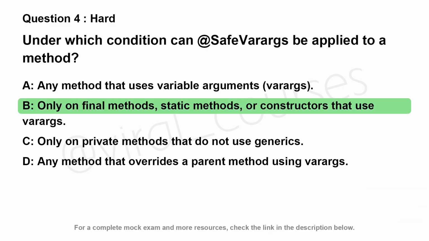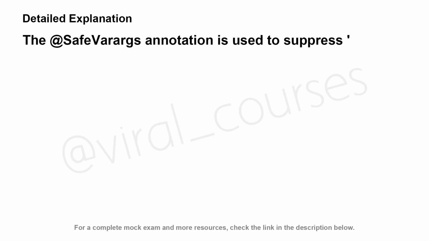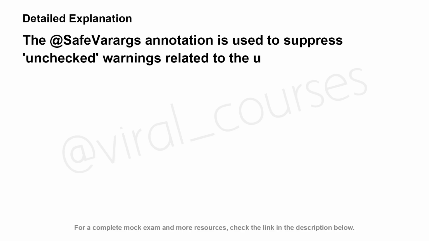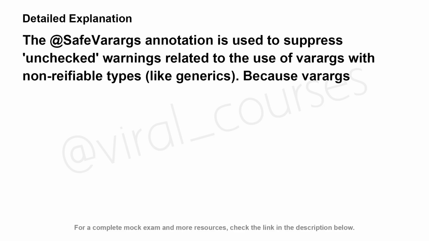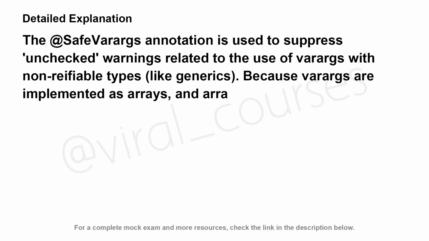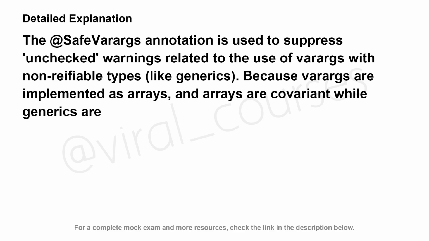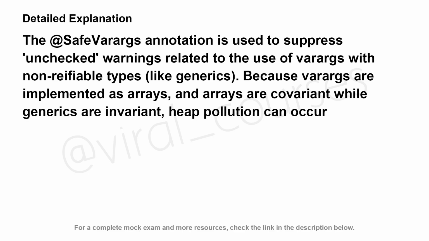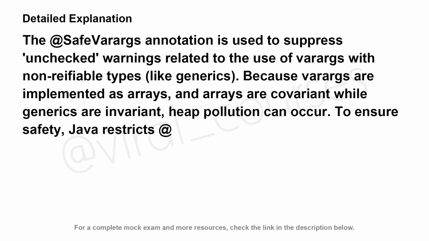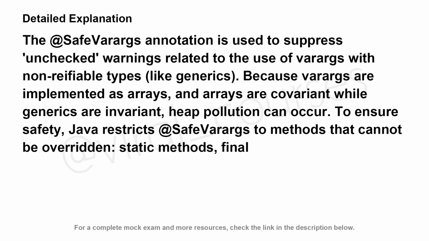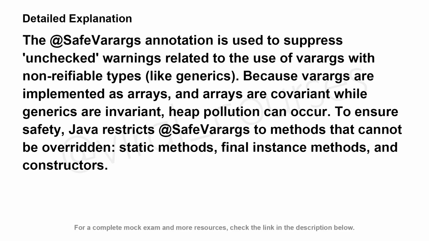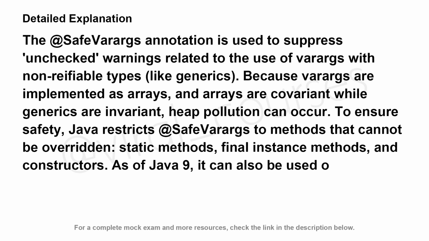The correct answer is B. The @SafeVarargs annotation is used to suppress unchecked warnings related to the use of varargs with non-reifiable types, like generics. Because varargs are implemented as arrays, and arrays are covariant while generics are invariant, heap pollution can occur. To ensure safety, Java restricts @SafeVarargs to methods that cannot be overridden: static methods, final instance methods, and constructors. As of Java 9, it can also be used on private instance methods.